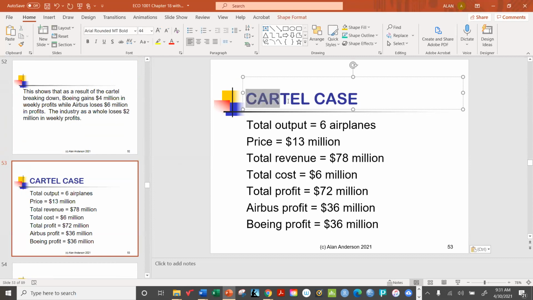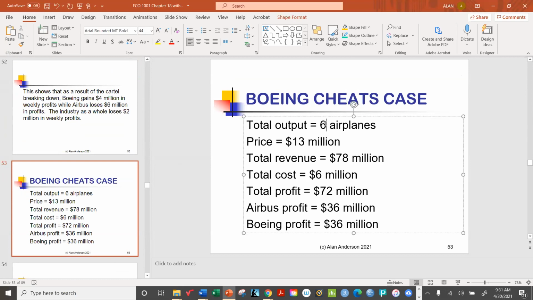Okay, so I'll call this the Boeing cheats case. Total output is 7. The price is 11. Total revenue is 77. It now costs 7 million to make those planes because the marginal cost never changes, it's $1 million. The total profit is 70, and Airbus's profits drop to 30 because they're only making 3 planes, and Boeing's goes up to 40 million because they're making 4. And now each plane brings a profit of $10 million. 11 million is the price, 1 million is the cost. So each plane that's sold generates a profit of $10 million.